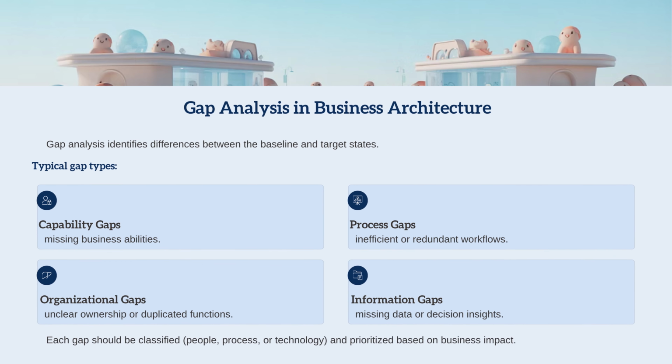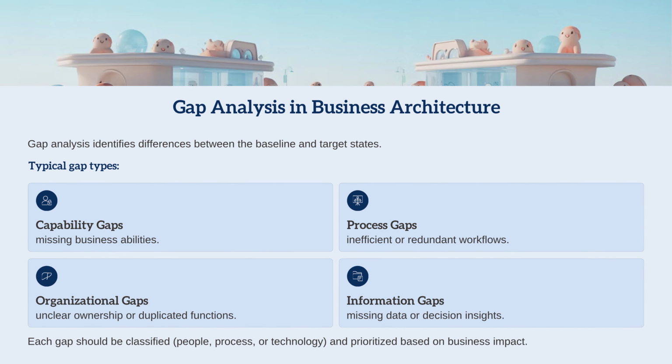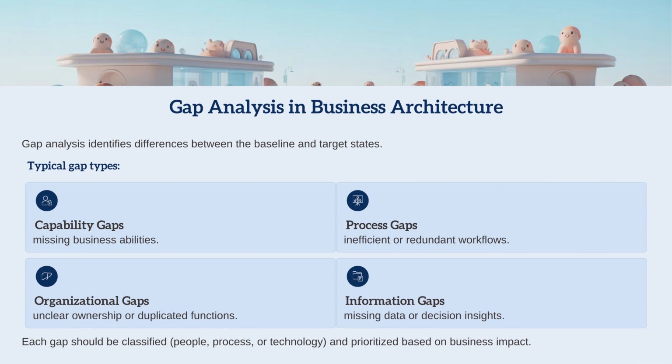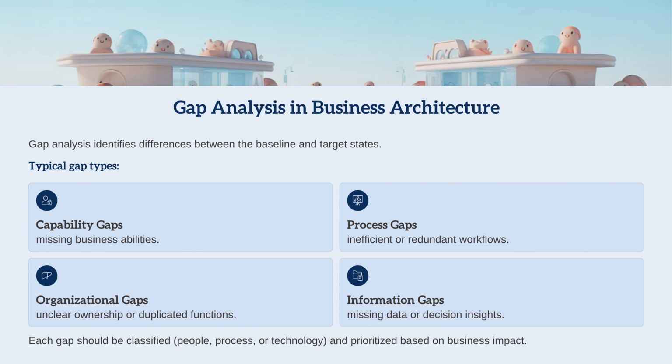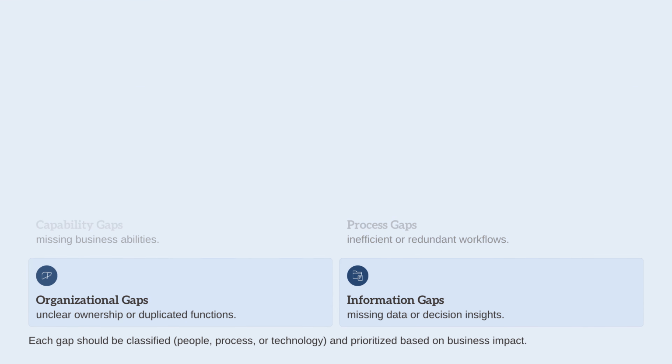Gap analysis identifies the changes needed to move from the baseline to the target. Typical gap types include capability gaps, missing or weak abilities; process gaps, inefficiencies or redundancies; organizational gaps, unclear ownership; information gaps, lack of accurate data. Gaps are classified and prioritized by impact, forming input to Phase E, opportunities and solutions.